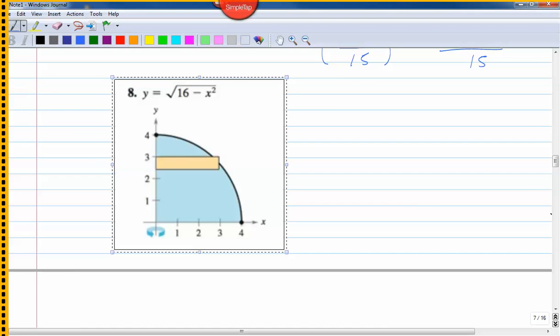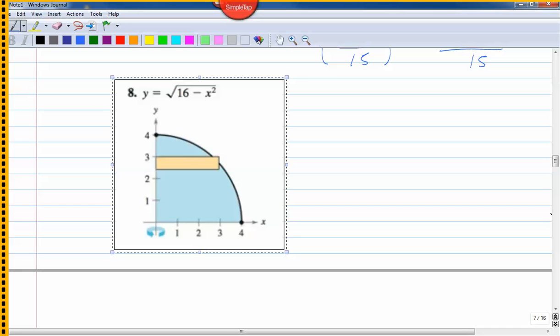So let's look at this problem. y equals the square root of 16 minus x squared, revolved about the y-axis. Okay, so we have the graph here. This is just the positive part of the graph. This is the positive square root of 16 minus x squared. And if we revolve that about the y-axis, that'll make discs about the y.